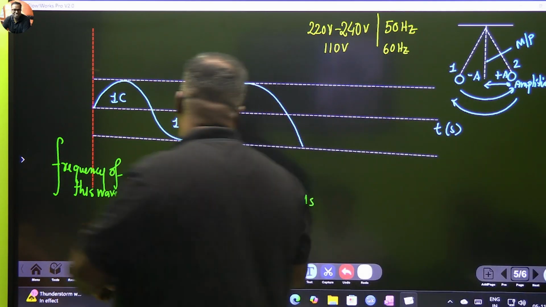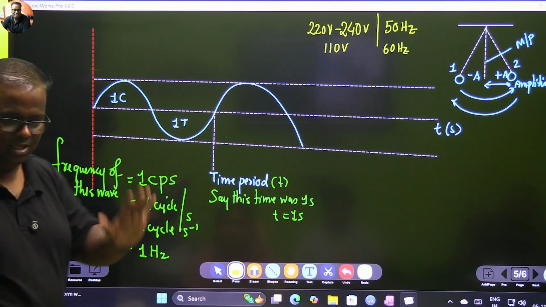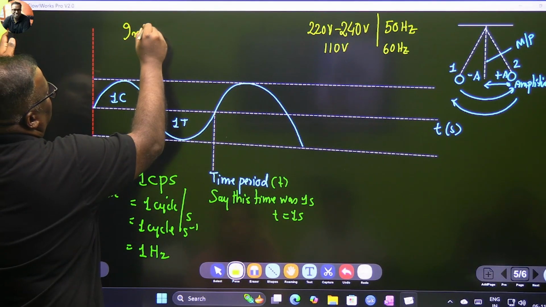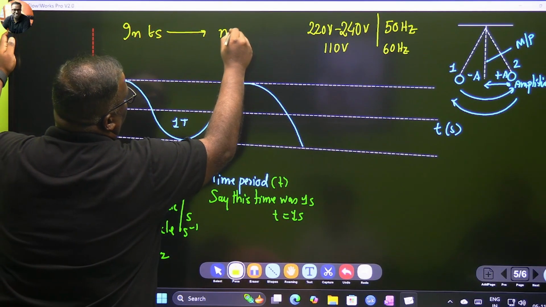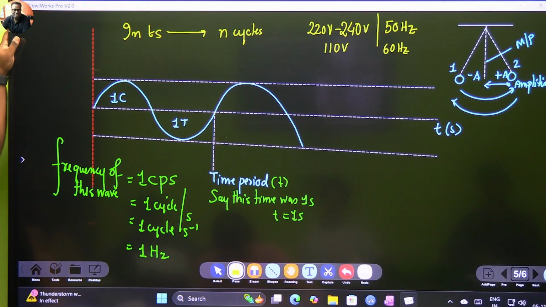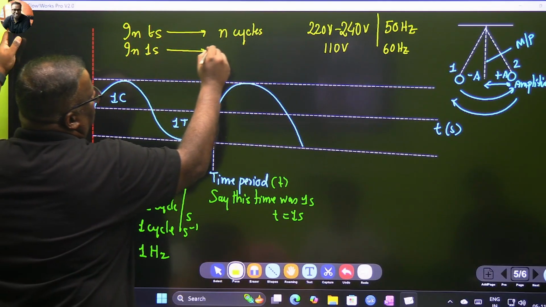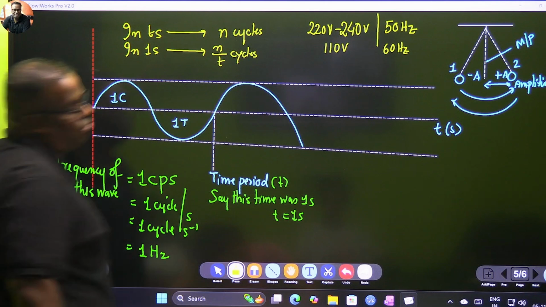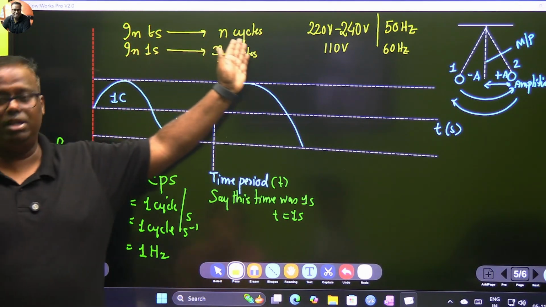So better word, but now I said, say if this was 1 second, every time it won't be 1 second, it will be how much? T seconds. So we say in T seconds, you made, say, n number of cycles. In T seconds, you made n cycles. How do you find out frequency? So in 1 second, you will make how much? N by T cycles. So that's your frequency. Frequency is: in T seconds, you made n cycles.